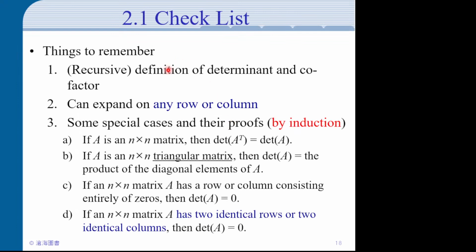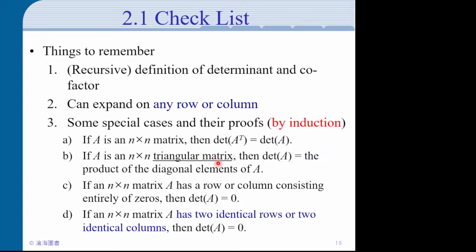Yeah, so that's the recursive definition of the determinant, and as we said, you can expand on any row or column. Although our definition uses the first row, actually calculating on any row or column is correct, and we didn't quite get a proof. And then we have a whole bunch of properties that we prove by induction.